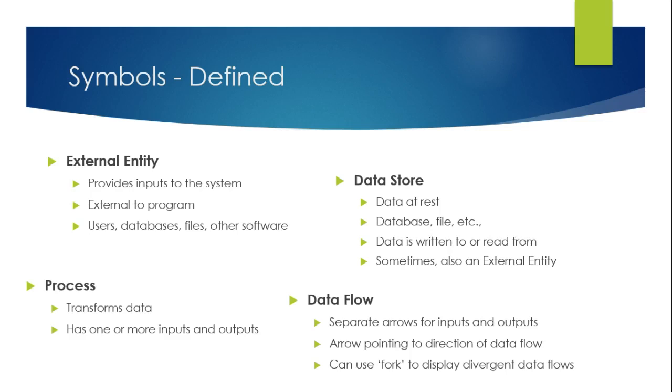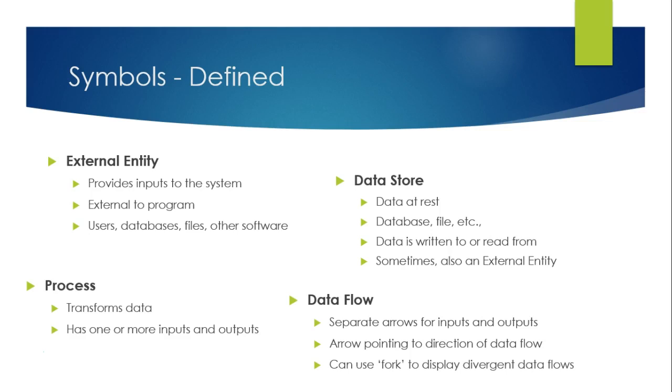Then we have a process, and a process is something that transforms data in some way. It can have one or more inputs and outputs. Next, a data store represents data at rest. It can be a database, file, or other location where data can be stored and retrieved from. Data can be written or read from a data store. A data store is generally internal to an application, but on occasion may also be represented as an external entity in a level 0 diagram.